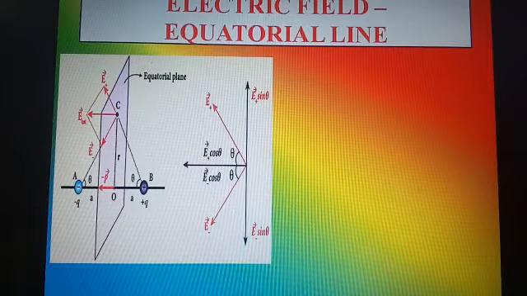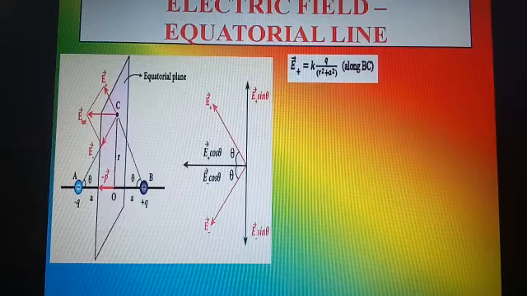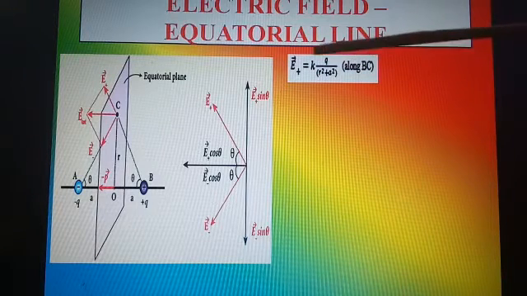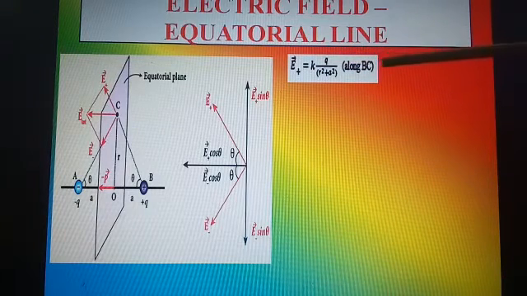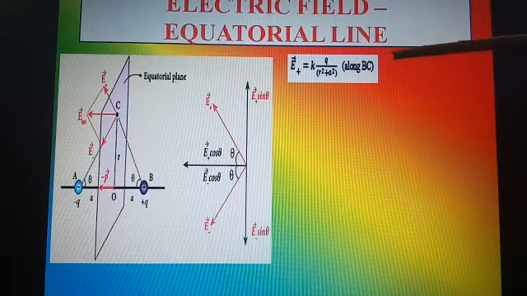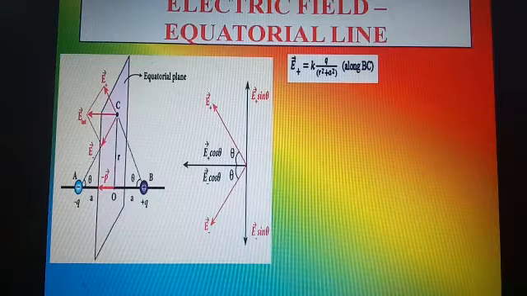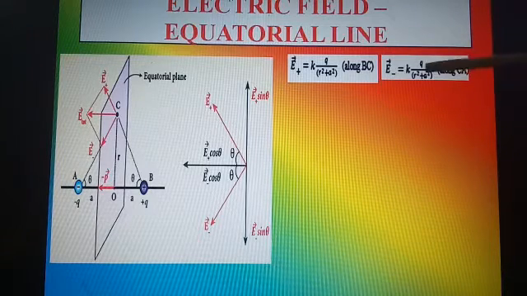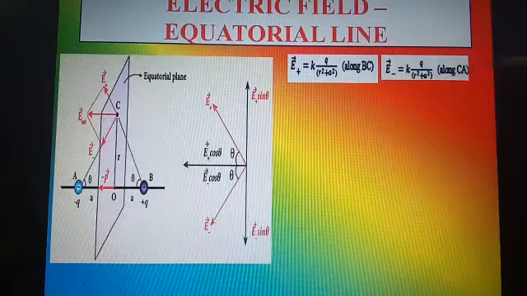Since the point C is equidistant from plus q and minus q, the direction of E plus is along the BC direction. The equation is E plus vector is equal to kq by r square plus a square. And the E minus is along the CA direction. So E minus vector is equal to kq by r square plus a square along CA.